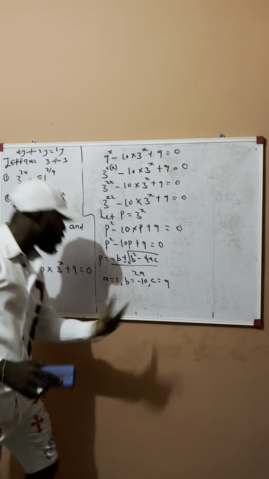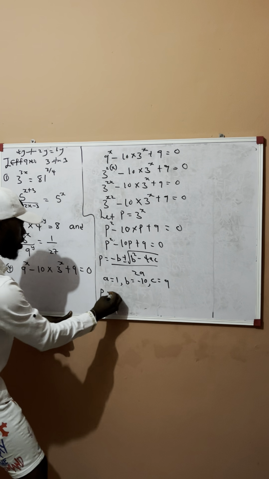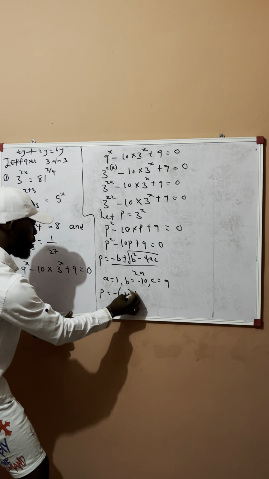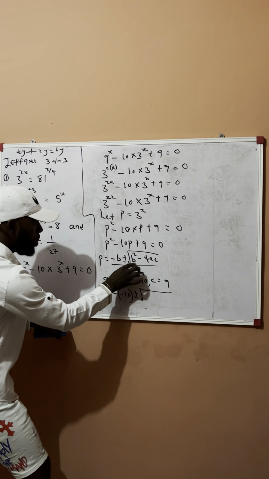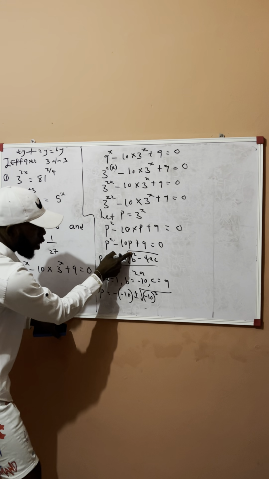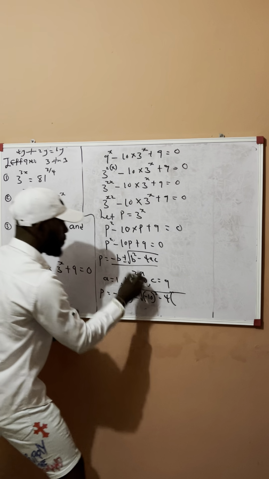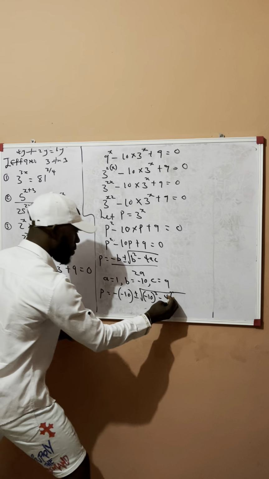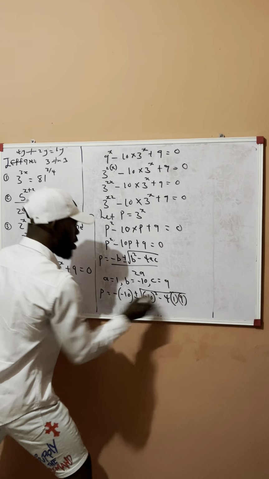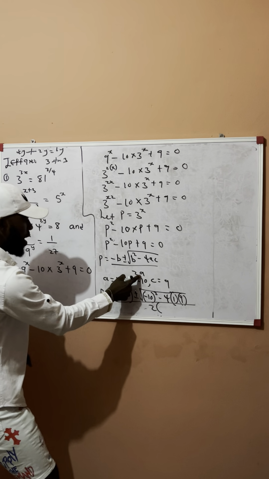Substituting these values into the formula, it becomes p is equal to minus, now b now is minus 10. Plus or minus square root of b also is minus 10. So we have minus 10 raised to the power 2 because of the square in the formula. Minus 4 into the bracket of a. My a is 1. c. My c is 9. Close the bracket. All over 2 bracket a. a is 1.